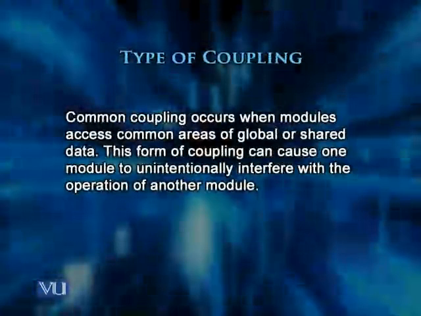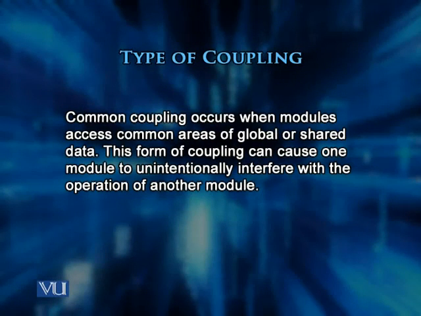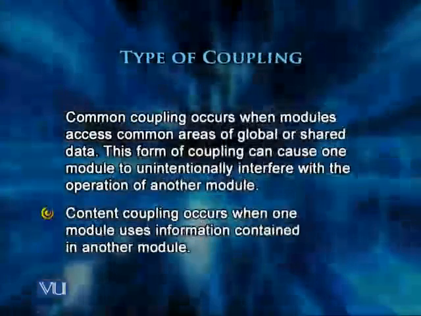The next type of coupling is common coupling. It occurs when modules access common areas of global or shared data. This can result, unintentionally though, in the interference of operation of one module with another module. A few minutes ago, I was talking about this kind of thing, that in the early days of computing, we had enormous use of common blocks and global variables, and everyone liked it. And then suddenly they realized that this is causing major problems to the quality of our data, integrity of the data, and quality of our software designs. As a result, research was done to come up with these quality design concepts that we are discussing here today.